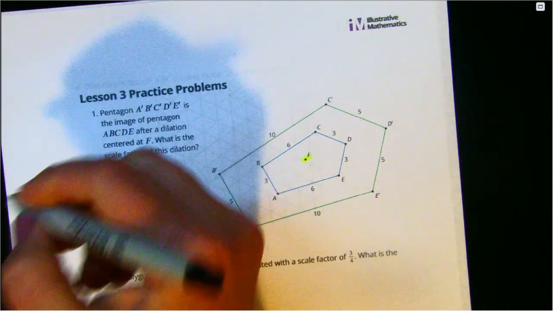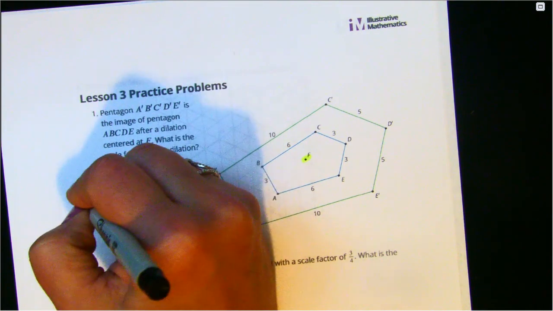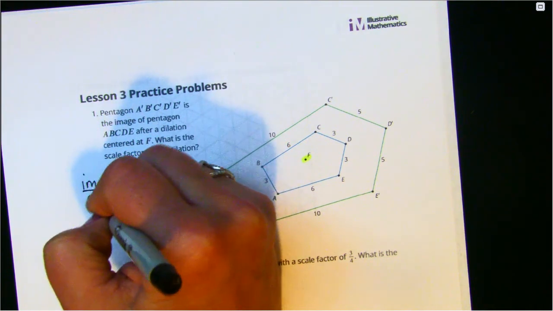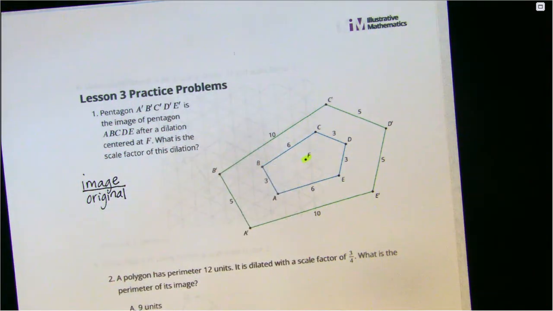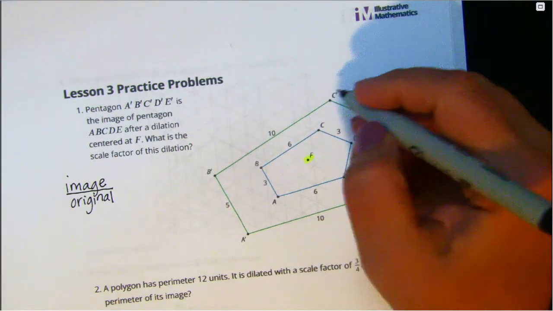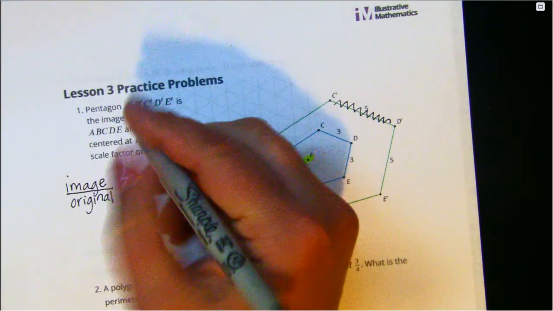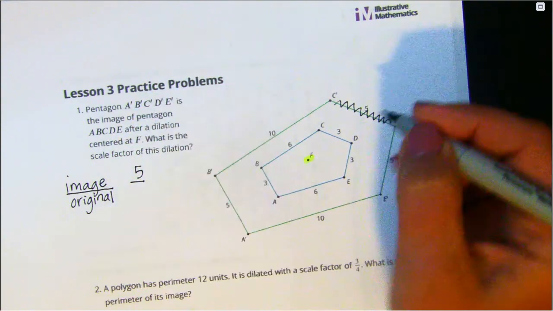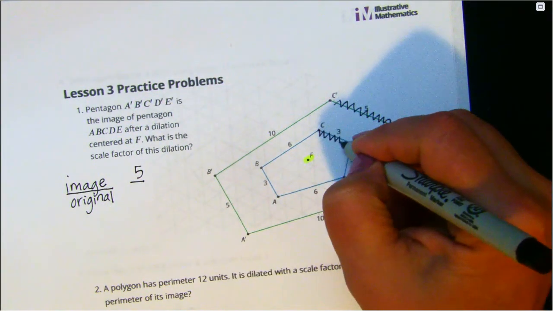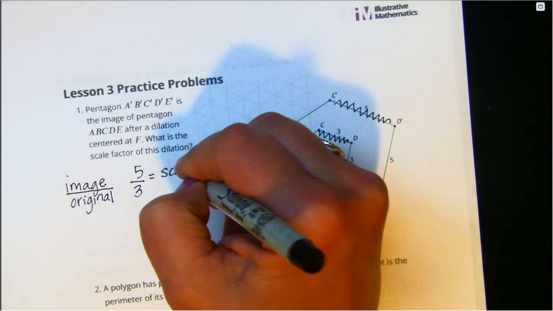To get the scale factor, we're going to take the image divided by the original. And all we have to do is pick one pair of corresponding sides. You could use these two. You could use these two. I'm just going to use these two right here. So this is a side on the image, and it is 5, divided by the side that corresponds to that right there, which is 3. The scale factor is 5/3.